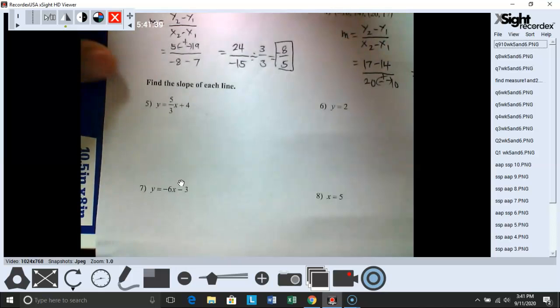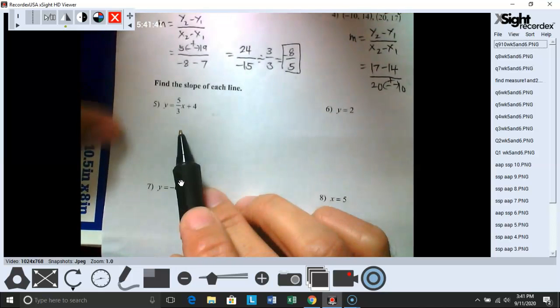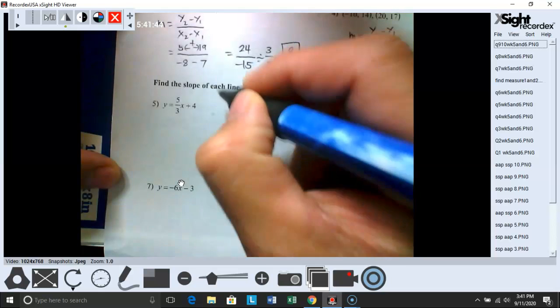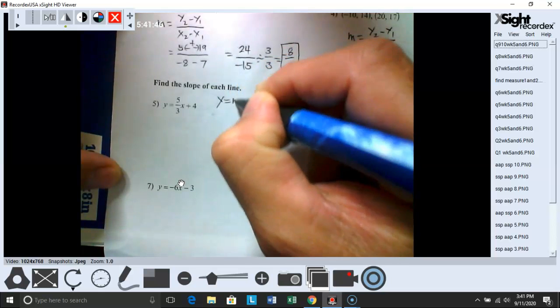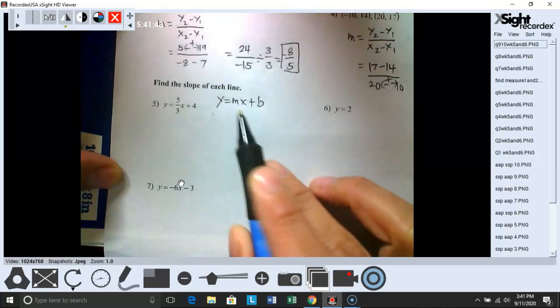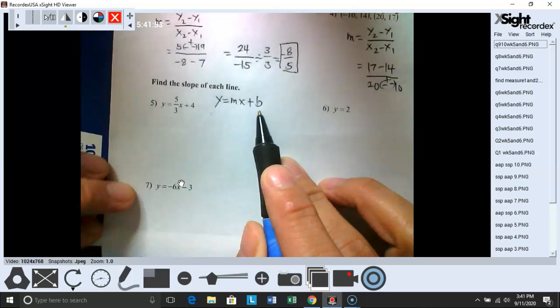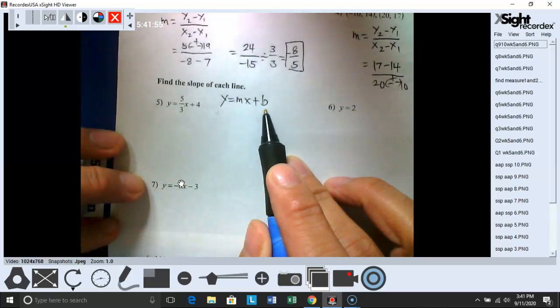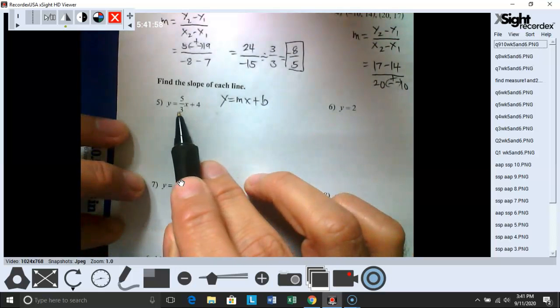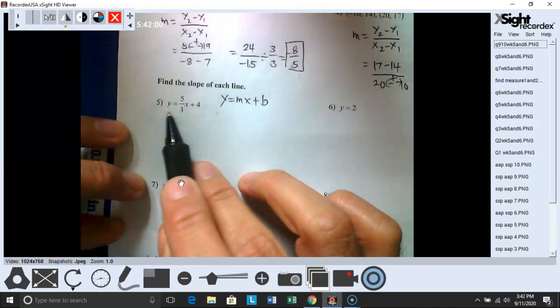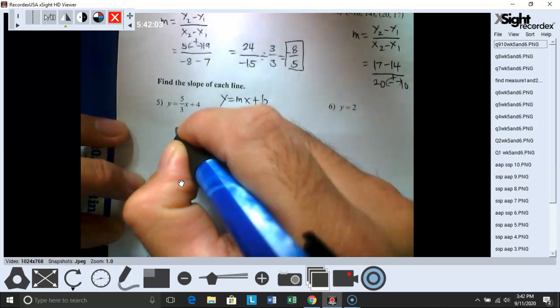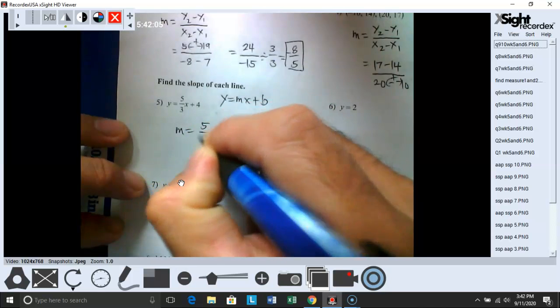So the first one given a graph, second one given 2 points. The third one, finding the slope given the equation of the line. So our standard equation is y is equal to mx plus b, where m is your slope and your b is your y-intercept. So I think this would be the easiest one. Looking at the equation, it's already set in standard form. Therefore, your slope here is 5/3.